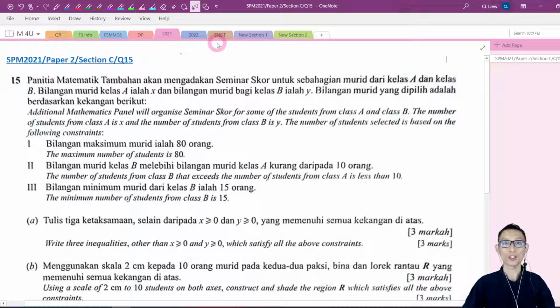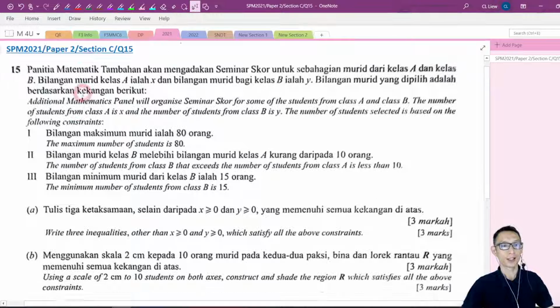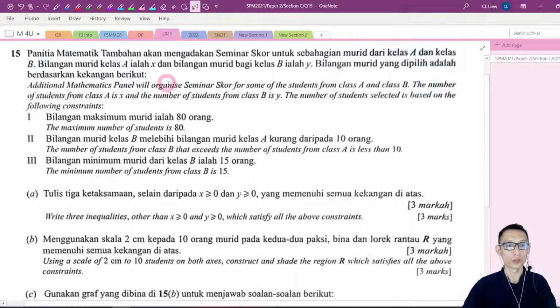Hi, let's solve this question. This question is taken from SPM 2021 Paper 2 Section C and is from your Form 5 Math Chapter 7, Linear Programming. Additional Mathematics panel will organize a seminar for some of the students from Class A and Class B.